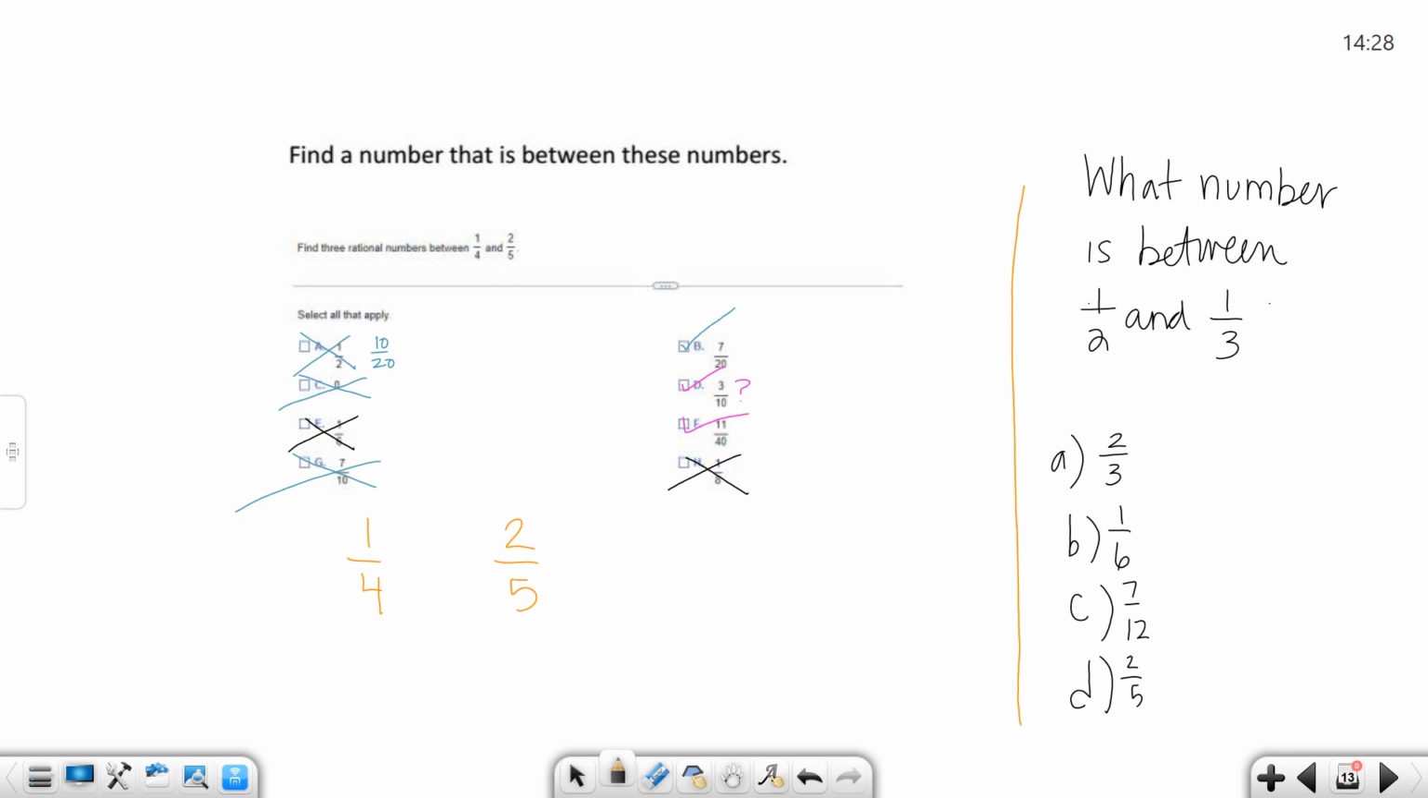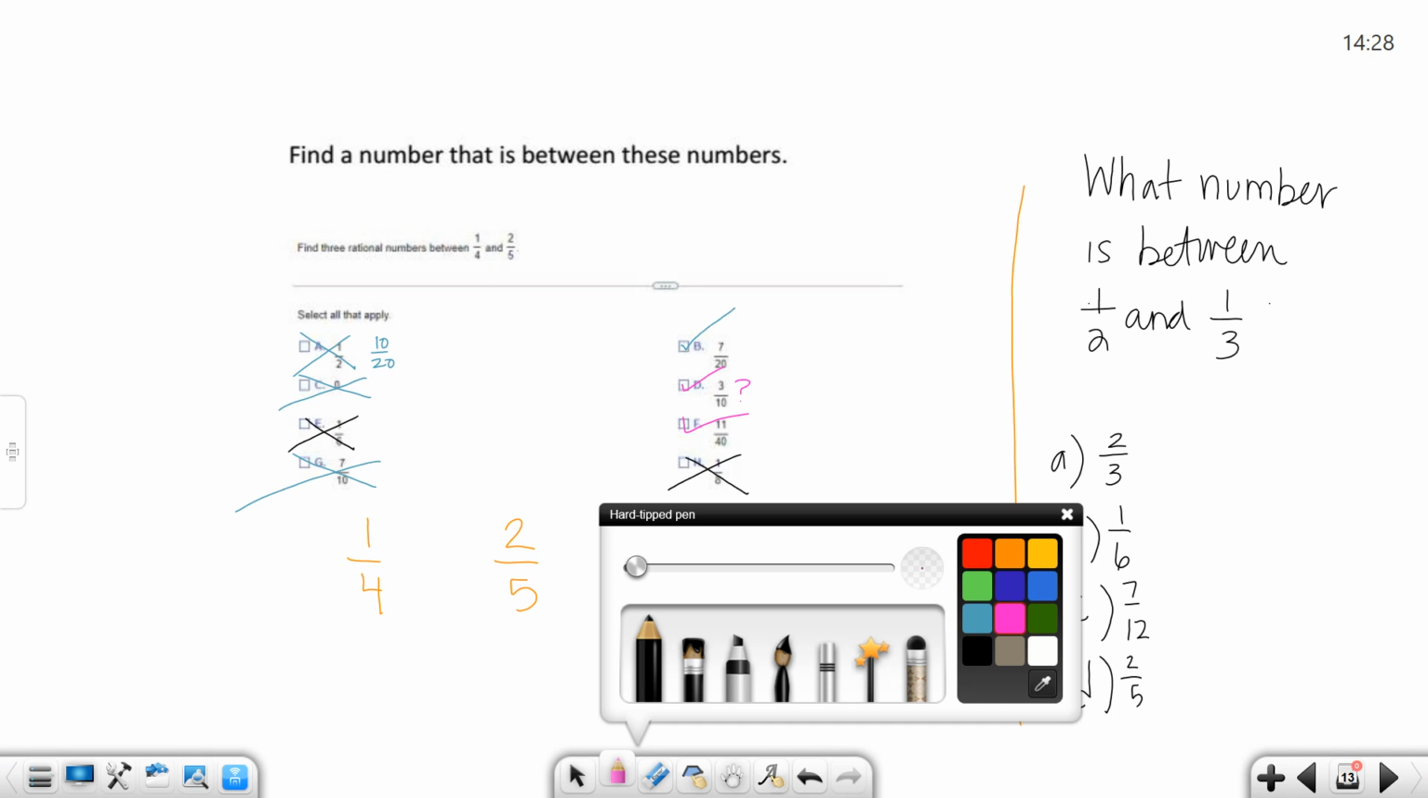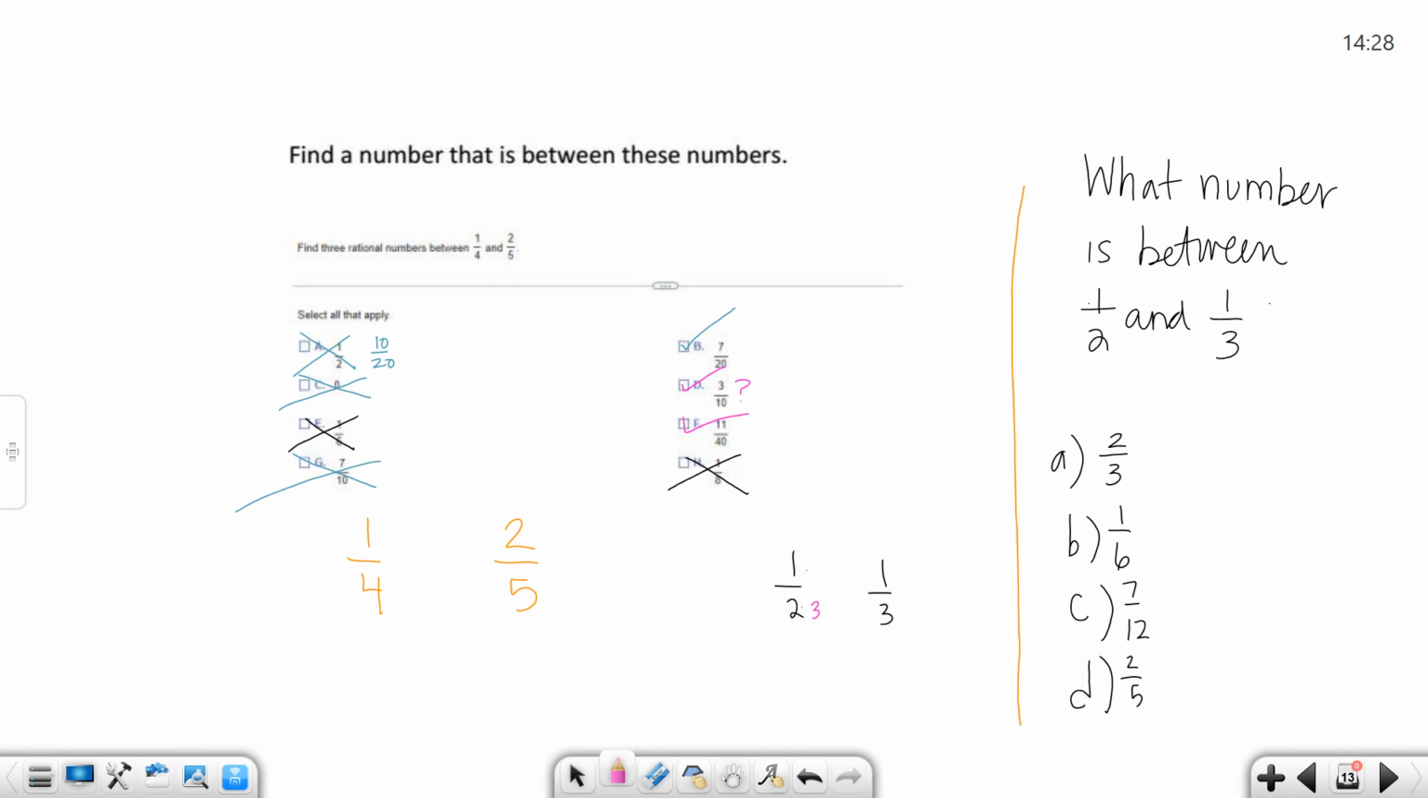Now it's a little bit easier on this other side. If you're only picking one from this multiple choice, and you're looking for what lies between 1/2 and 1/3, you can turn them into 6ths. Okay, so to turn this one into 6, you'd get 3/6. And to turn this one into 6, you'd get 2/6. Okay, so we can try that.